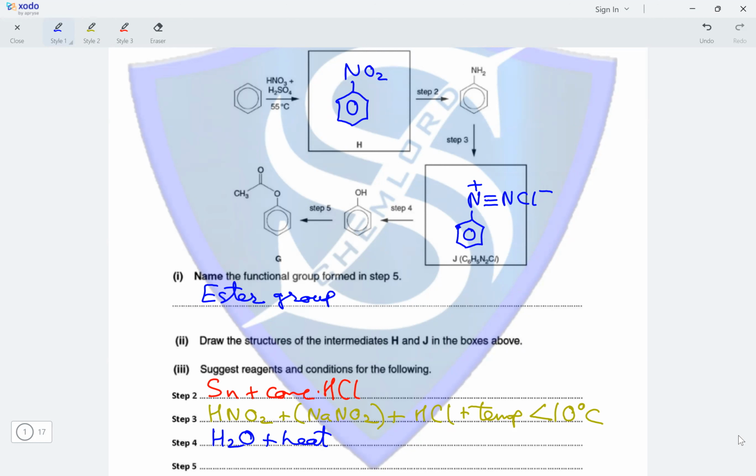Step 5 is acylation. So this would require CH3COCl to react with phenol to form the phenyl ester, which is compound G.